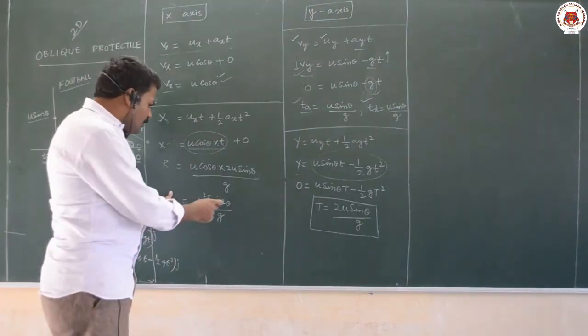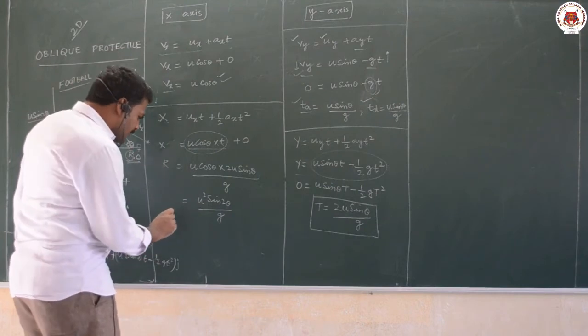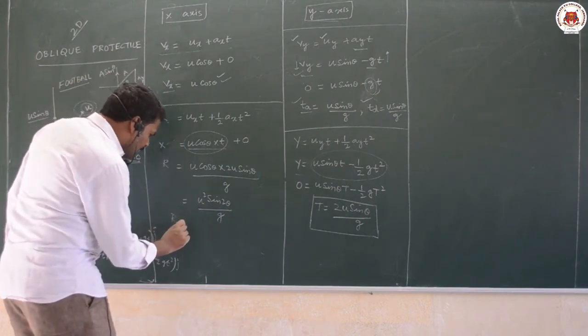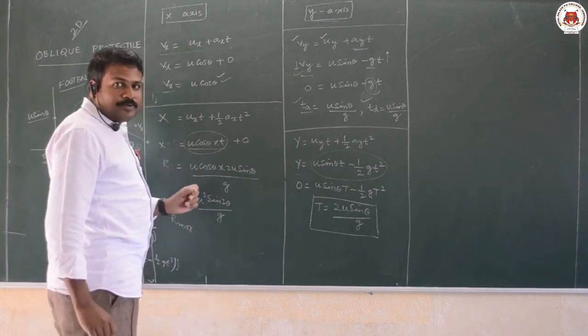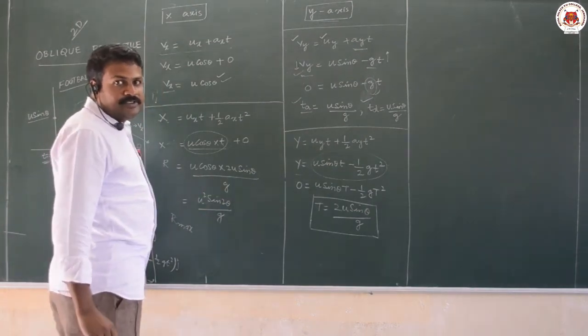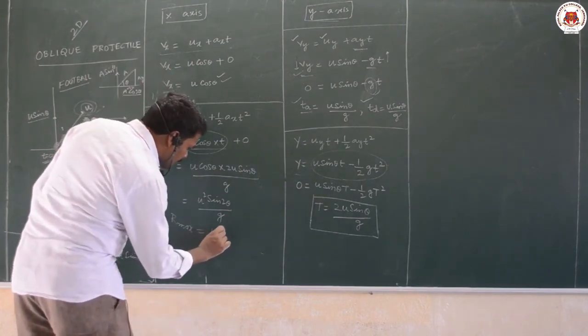Range is equal to u square sin 2 theta by g, and range will be maximum when sin 2 theta is equal to 1, then 2 theta is equal to 90 degrees, then R max is equal to u square by g.